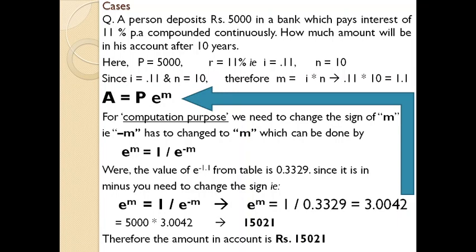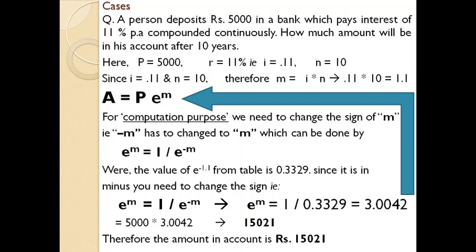This is how you are going to deal with a question that is solely dependent upon the continuous compounding concept. It's quite simple. You just need to remember the equation, and remember to change the sign, where e raised to m equal to 1 divided by e raised to minus m. And last but not the least, you need to be very cautious and thorough with finding the value of a certain number as per the table.